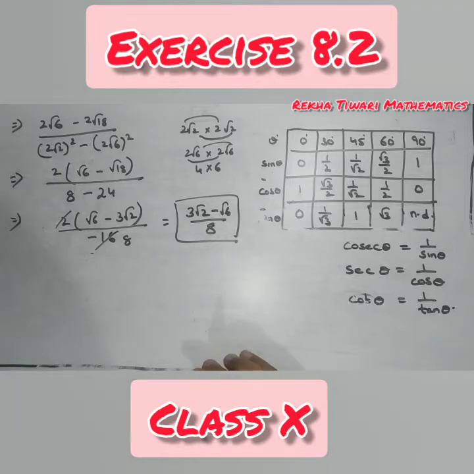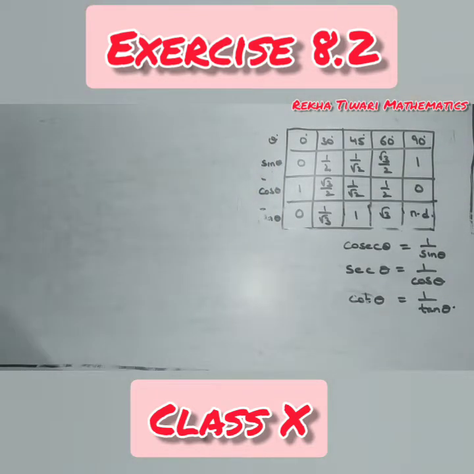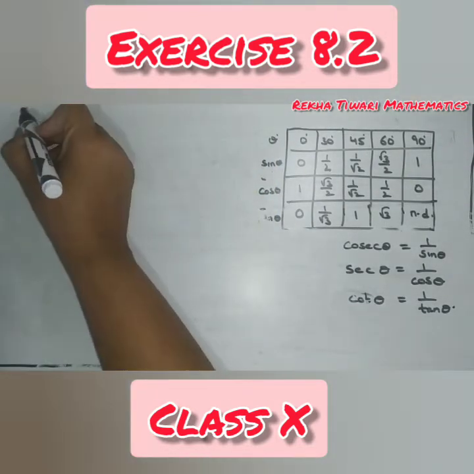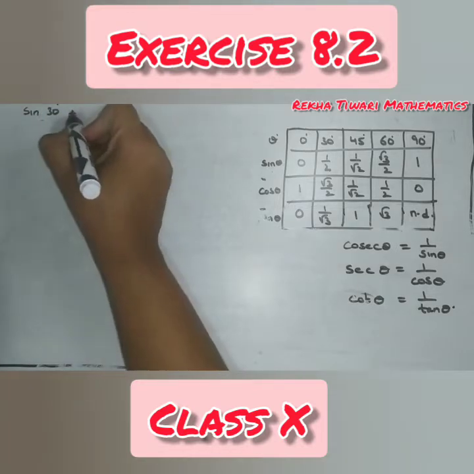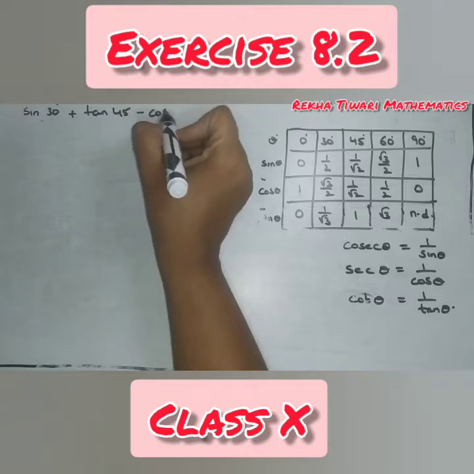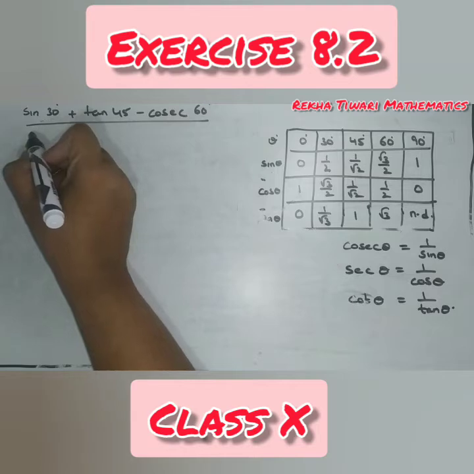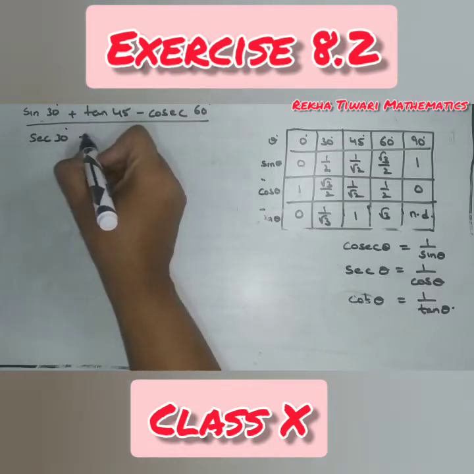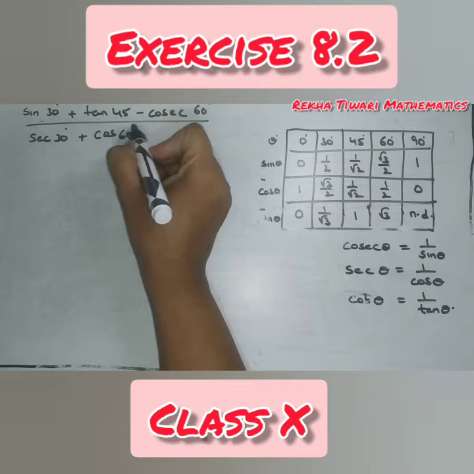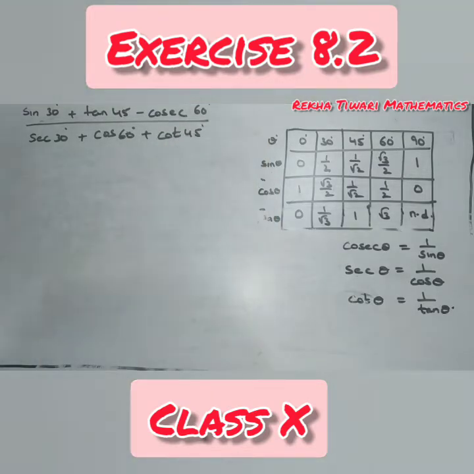Correct? Move to the fourth part now. Fourth part is sin 30 plus tan 45 degree minus cosec 60 degree whole upon sec 30 degree plus cos 60 degree plus cot 45 degree. No square is there, just put the values directly.